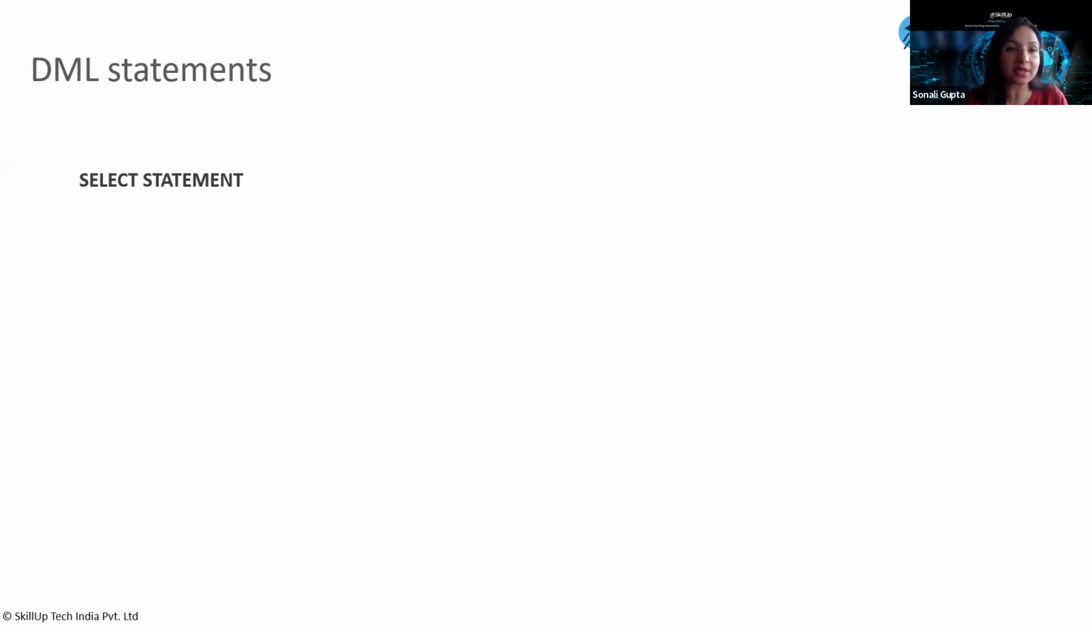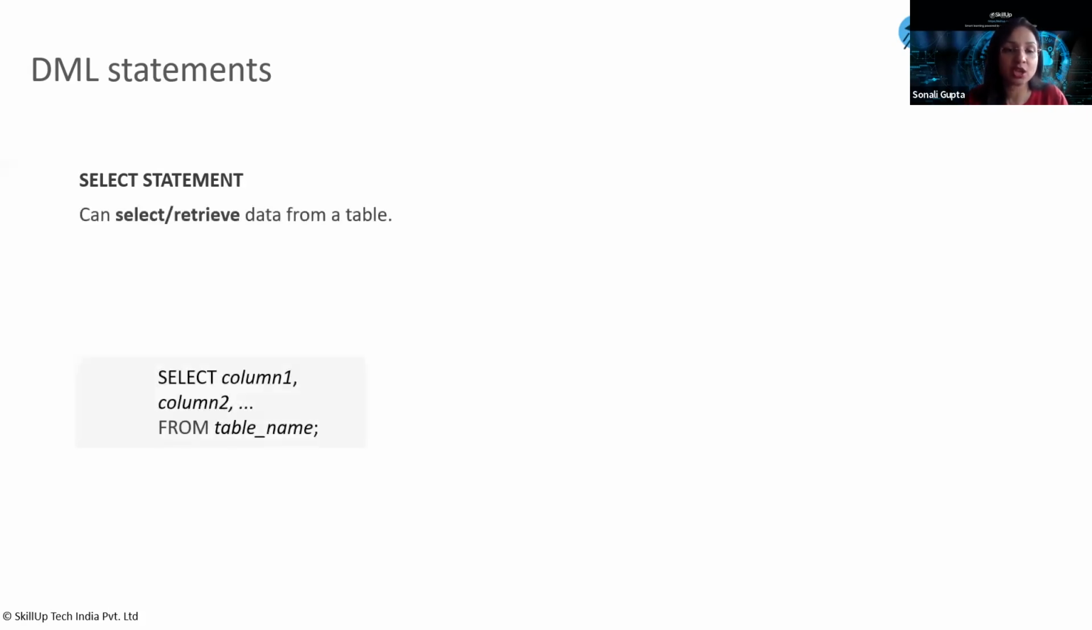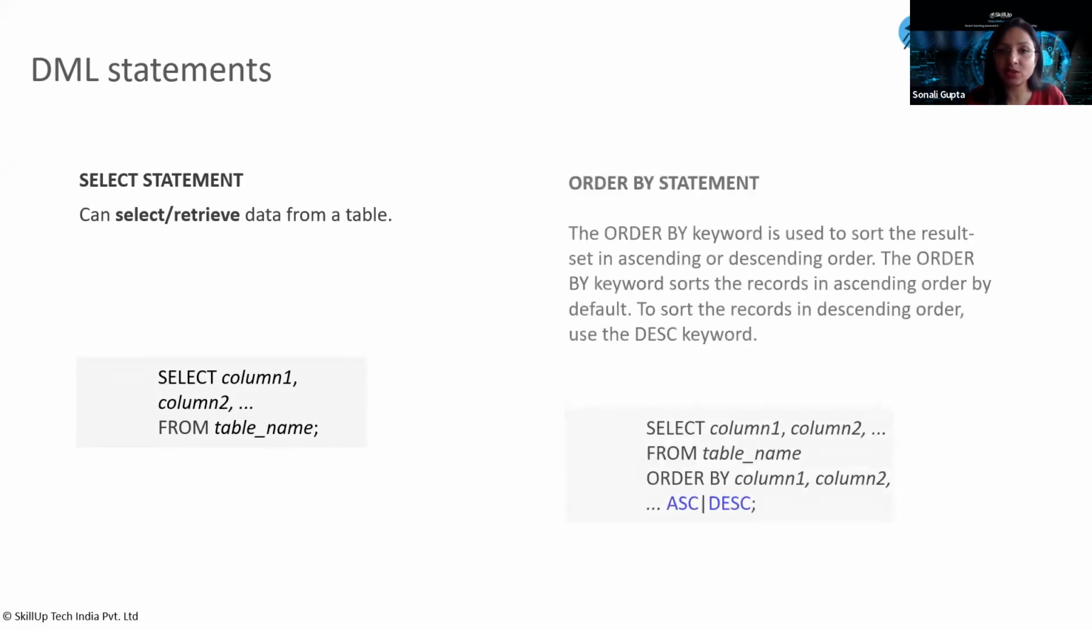So one of the DML statements is the select statement. So how does it work? It selects or retrieves the data from the table. And what is the syntax? We just select the column name from the table name. So this is one of the statements with an order by clause also. So with order by, what does it do? Order by basically orders the column in ascending or descending order.